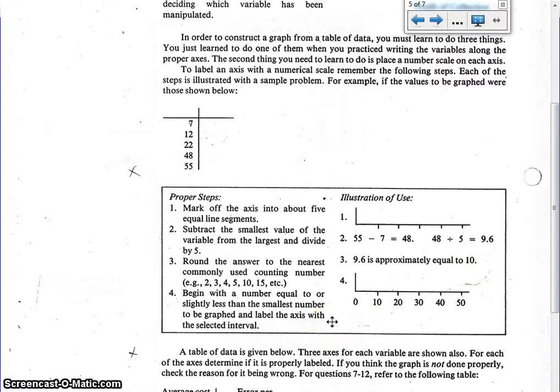So again, these 4 steps. Mark the axis into 5 equal line segments, find the range, then divide it by the total number of marks you have. In all of our examples, you're going to have 5 numbers, so you'll be dividing by 5. Round the answer to the nearest commonly used counting number. Begin with a number equal to or slightly less than the smallest number to be graphed and label the axis with the selected interval. So put a star by these steps.